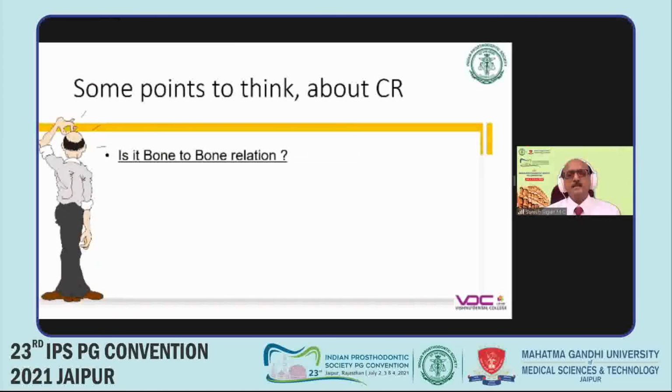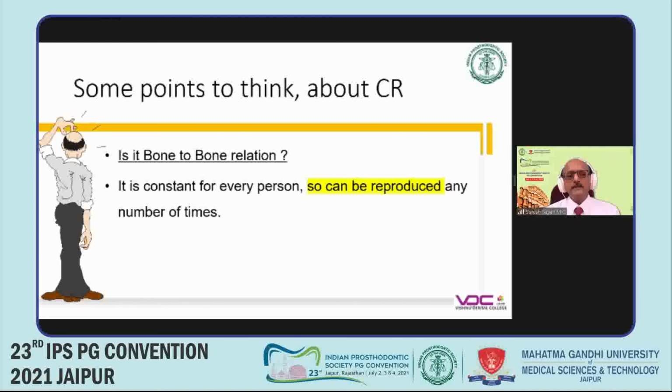Now, I just have some points that we need to think about. Is it really a bone-to-bone relation? Because the disc is there in between. This term, bone-to-bone relation, was coined when they did the cadaveric studies, or before that, when the skull bones were studied. We are still carrying the same with us to say centric relation, and we say tooth-to-tooth relation, teeth are coming in contact. In bone-to-bone relation, bones are not coming in contact, right? So maybe we have to think on it.